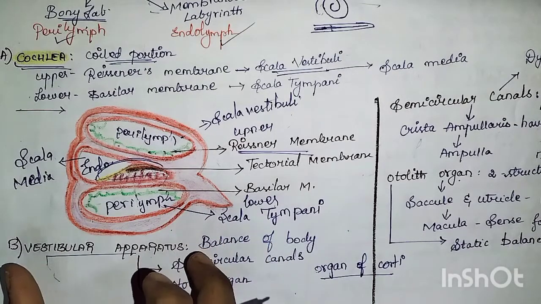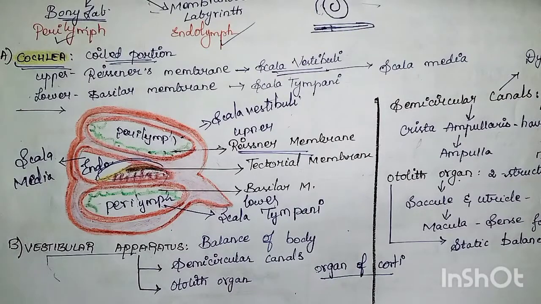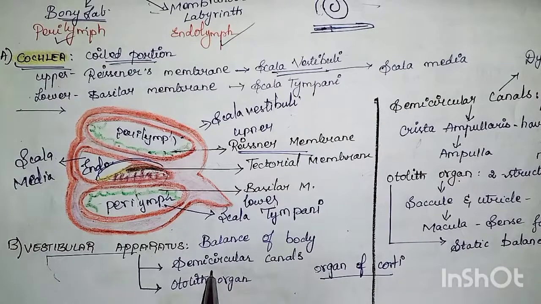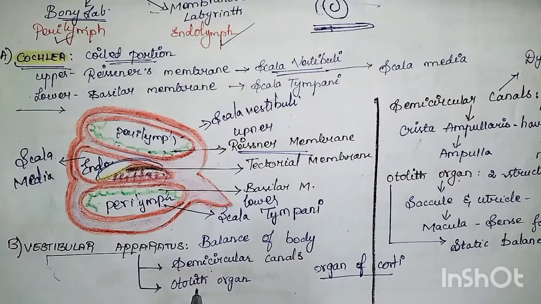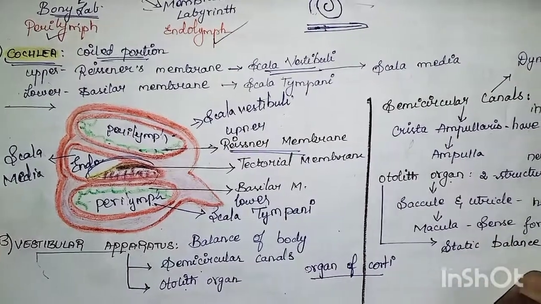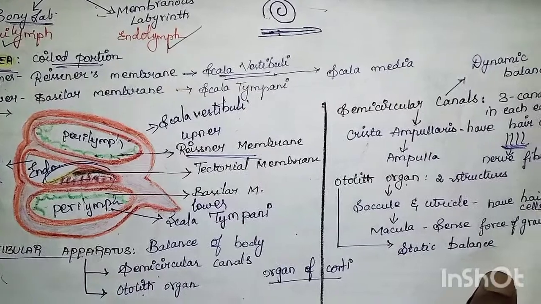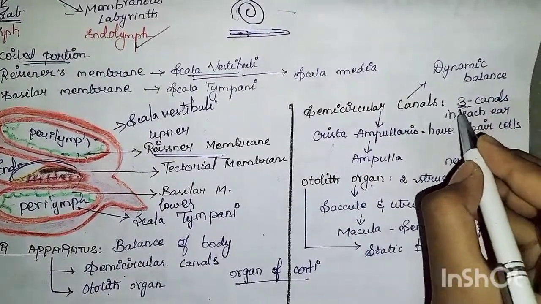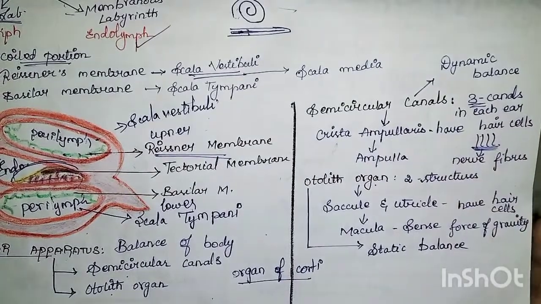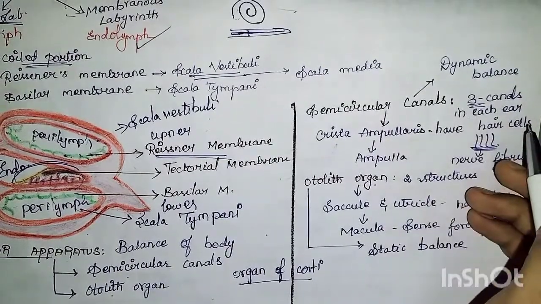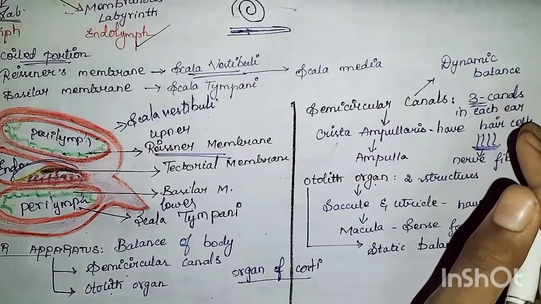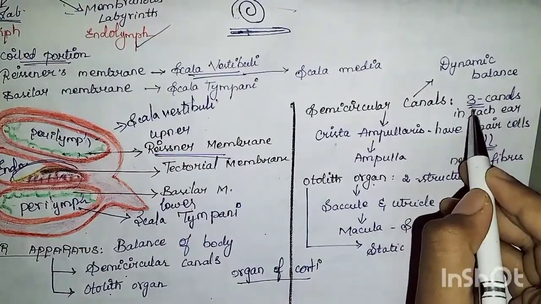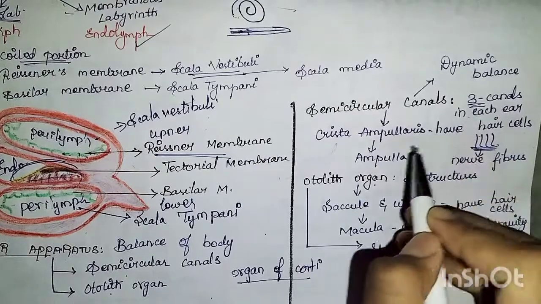Now we will go to the balance part of the ear, that is the vestibular apparatus. The vestibular apparatus also has two parts: the semicircular canals and the otolith organ. What are semicircular canals? Semicircular canals are 3 in number in each ear, both ears, so totally 6 canals.